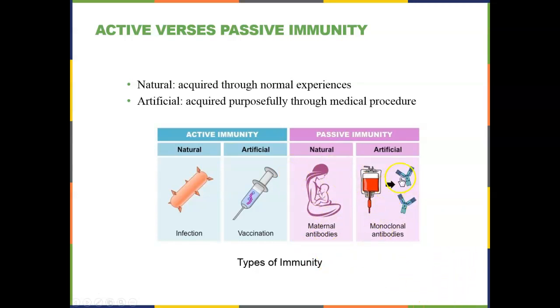Another form of passive immunity is artificial receiving of antibodies. Here we have monoclonal antibodies being given via an IV. This would be something that would happen if you are ill with an infection at a hospital and they're trying to boost your immune system so you can fight off the infection. Maybe they need to boost your immune system so they can then give you a bone marrow transplant or something like that. That would be an example of why they might use this.